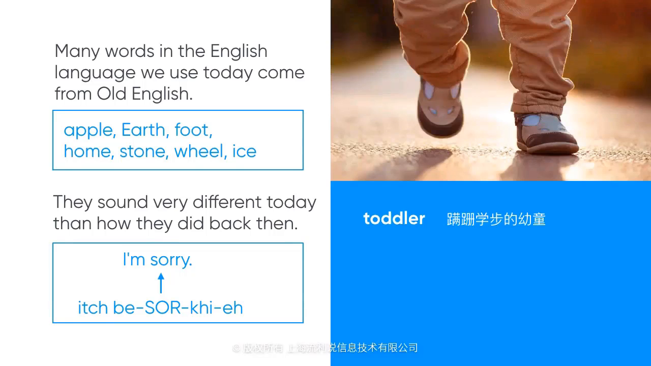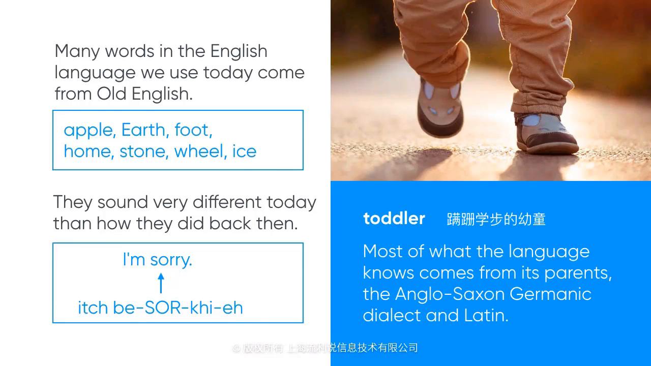To compare English to a human's life, we can think of Old English as a toddler. Most of what the language knows come from its parents, the Anglo-Saxon Germanic dialect, and Latin.